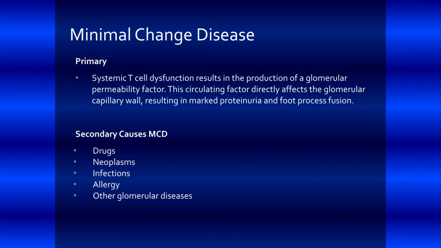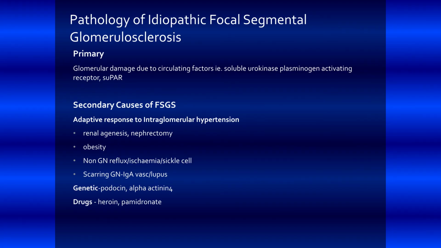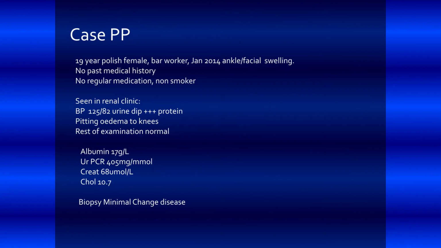So minimal change disease, most of these are primary, but we do need to think about secondary causes, in particular drugs such as non-steroidals, some neoplasms, particularly Hodgkin's lymphoma, infections, allergy, and it can occur secondary to other glomerular diseases. So don't forget these, but they're less important than in FSGS, where there are multiple causes of scarring which give a similar picture to idiopathic FSGS, and I'm going to come back to this a little bit later on when we talk about treatment.